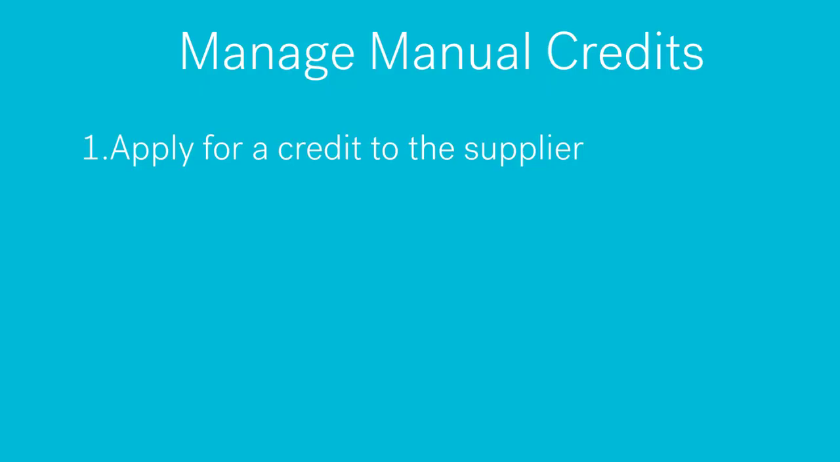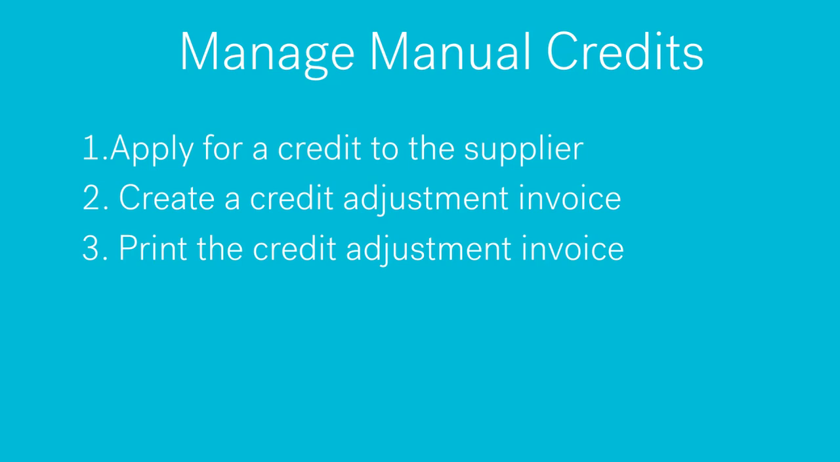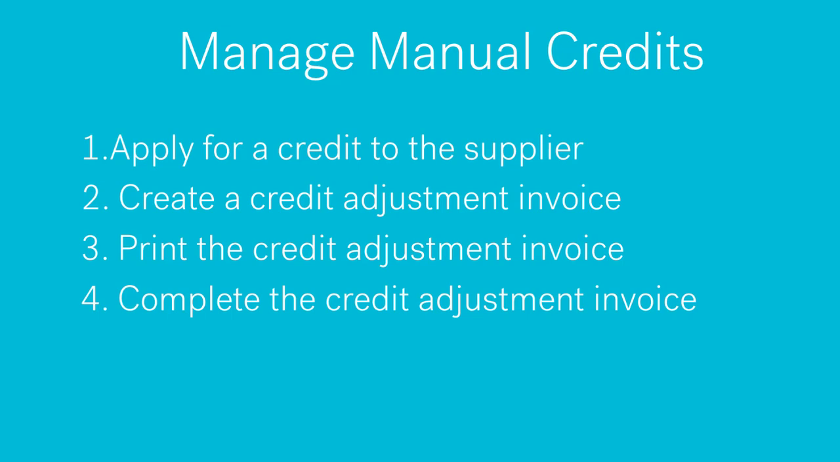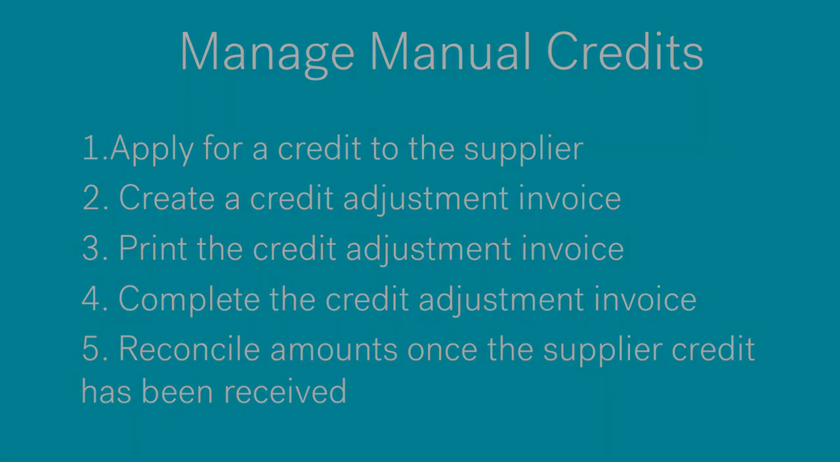Step 1. Apply for a credit to the supplier. Step 2. Create a credit adjustment invoice. Step 3. Print the credit adjustment invoice. Step 4. Complete the credit adjustment invoice. And Step 5. Reconcile amounts once the supplier credit has been received.